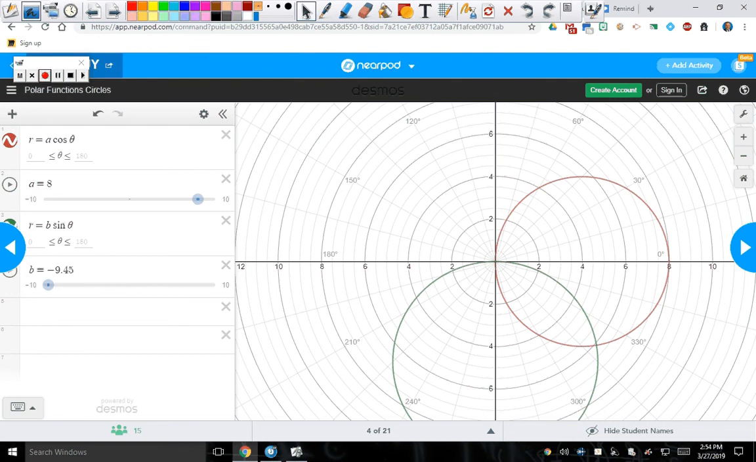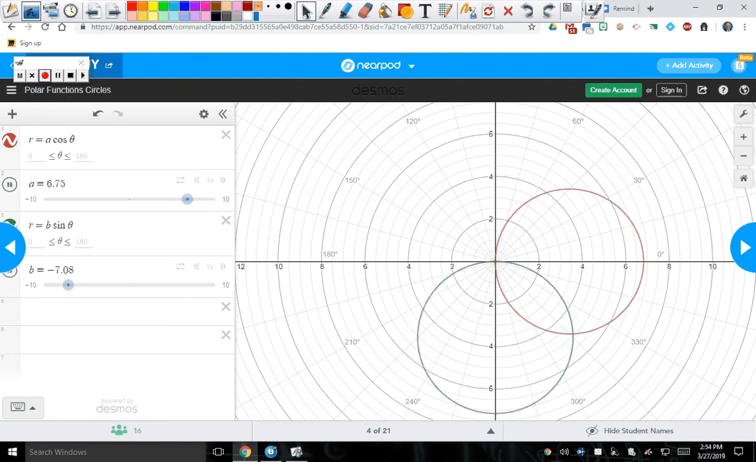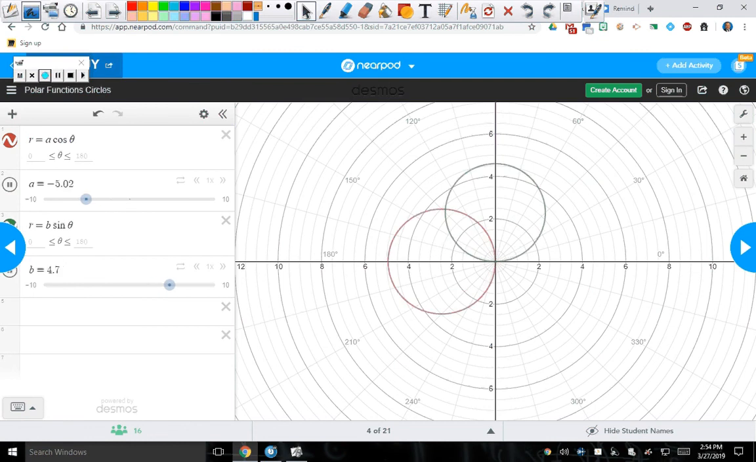All right, so anyway. So if you had them both going at the same time. You have cool magic. Oh, look at that. They're both at the same time.